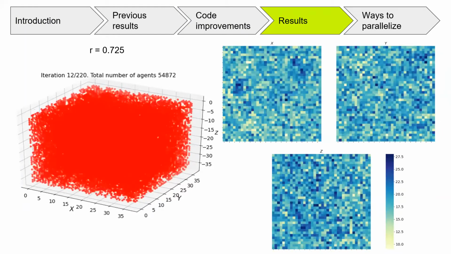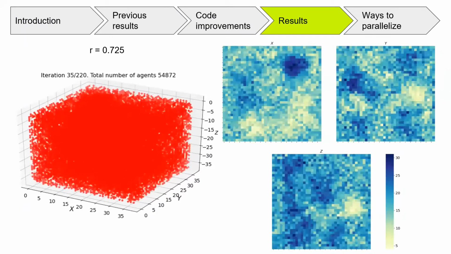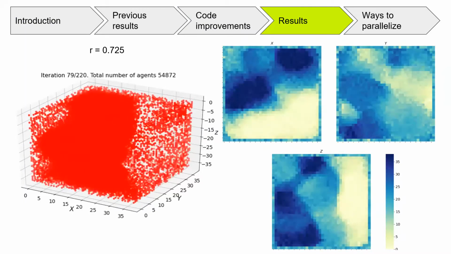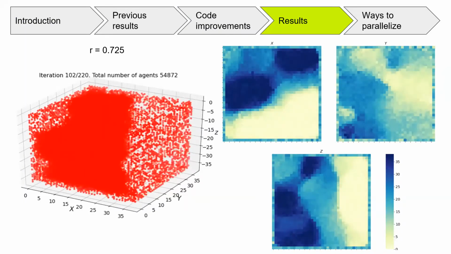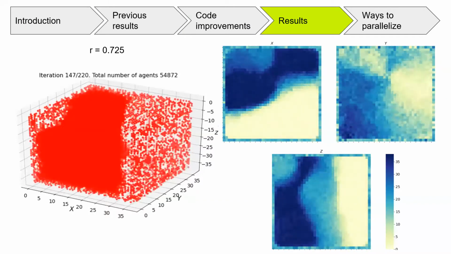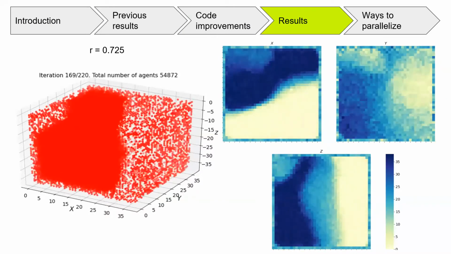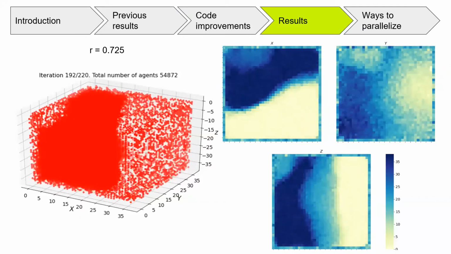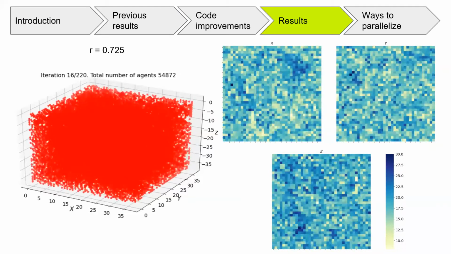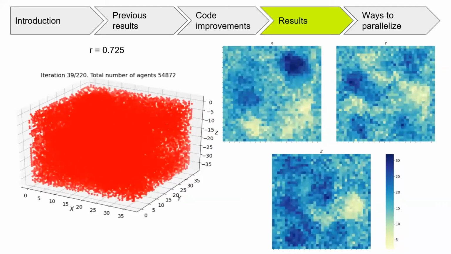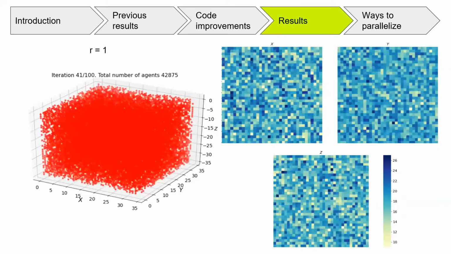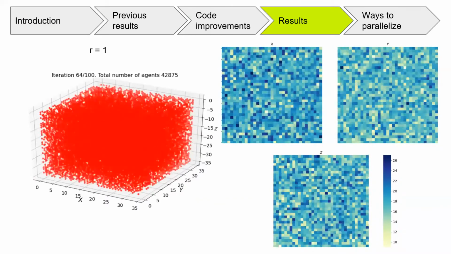Then we would like to show you the result for R equal to 0.7. And here you can see that after about 50 iterations, we start to see some clusters appearing on the slide, and after about 100 iterations we can see nicely segregated blue and white cells, both in the 3D case and in our projections, which you can see on the right of the slide.